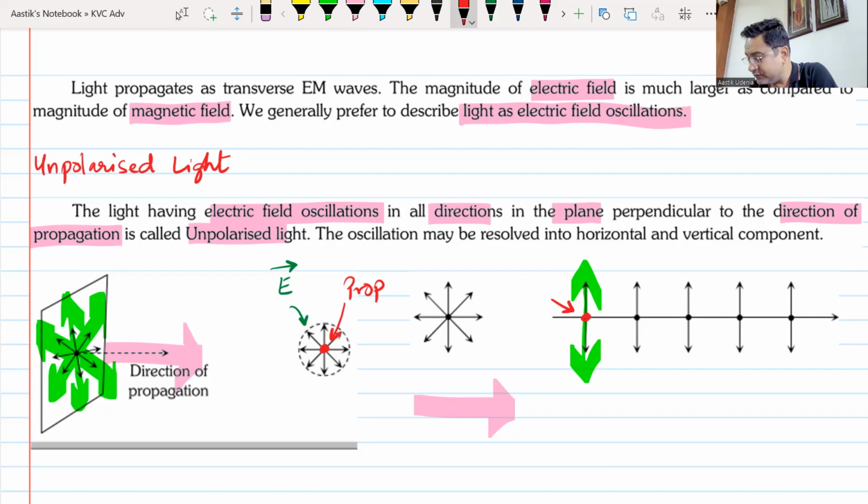Such type of light, where the electric field can oscillate in any direction perpendicular to the direction of propagation of the wave, is known as unpolarized light. Do we understand this? Yes. I'll give you a minute to note this down.